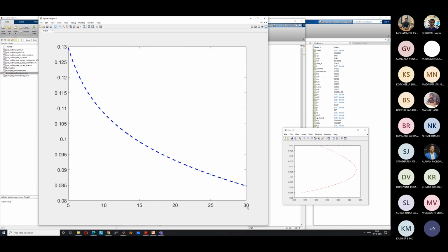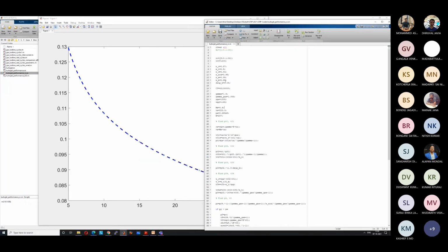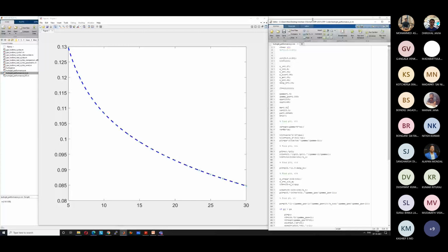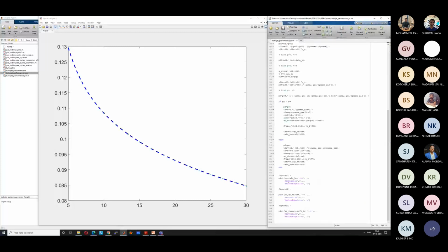The horizontal axis is the RC value going from 5 to 30. And what is the vertical axis for this? Let us see figure 1, right? Thrust specific fuel consumption in terms of hour.